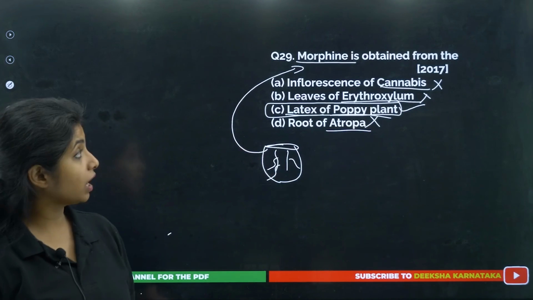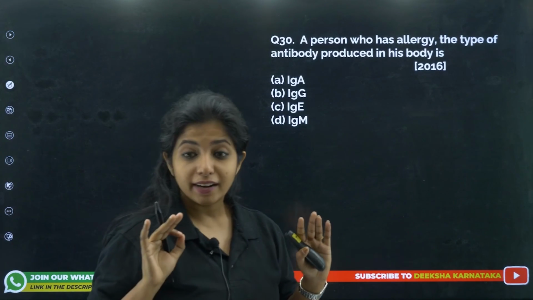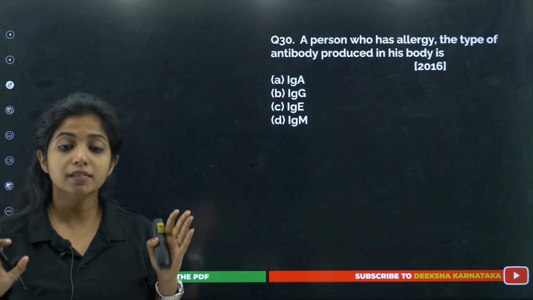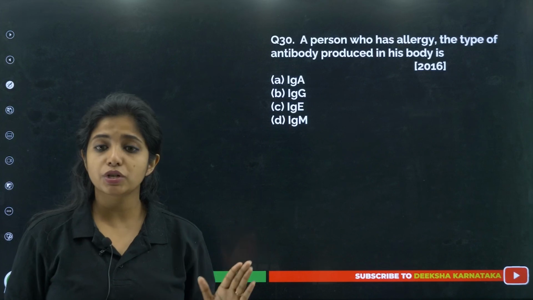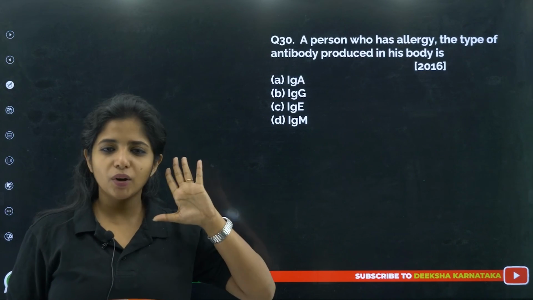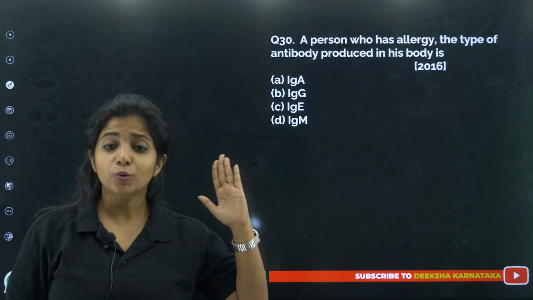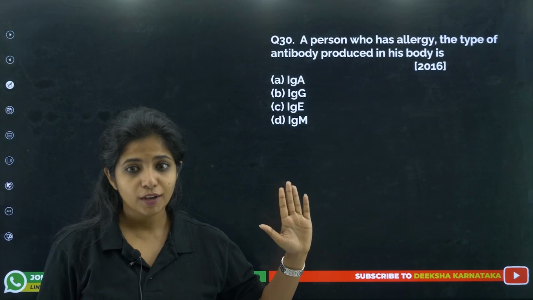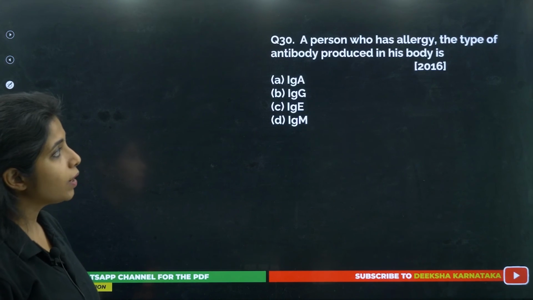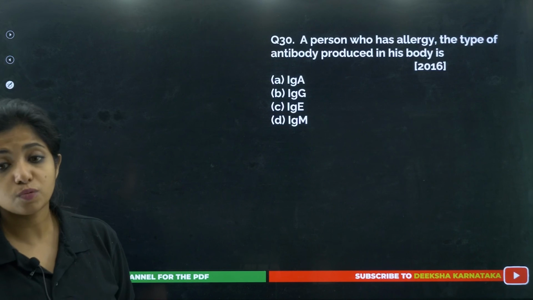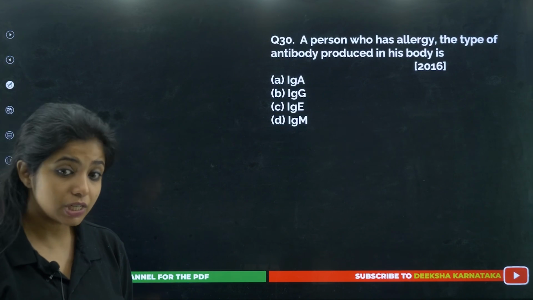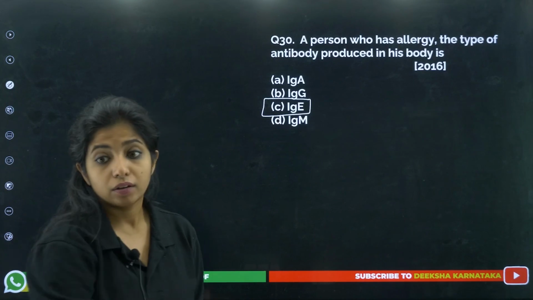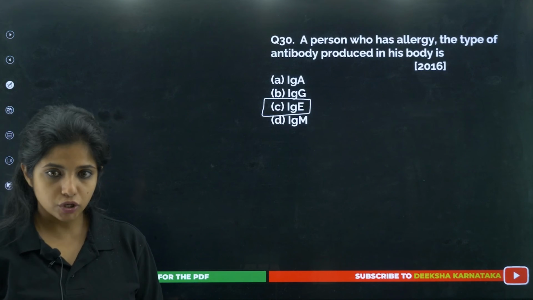Now the last question we have, and I think this is the least time I have taken for solving 30 questions of a chapter. Because I am telling you, this chapter will give you direct questions, no confusion in your head. It's very easy. So please go through the NCERT really well. Direct questions are coming from this chapter. It will help you score really well. So don't lose this opportunity. A person who has allergy, the type of antibody produced in his body is IgE. See how many times this question is repeated in different forms. And this is a 2016 question, my dear children.